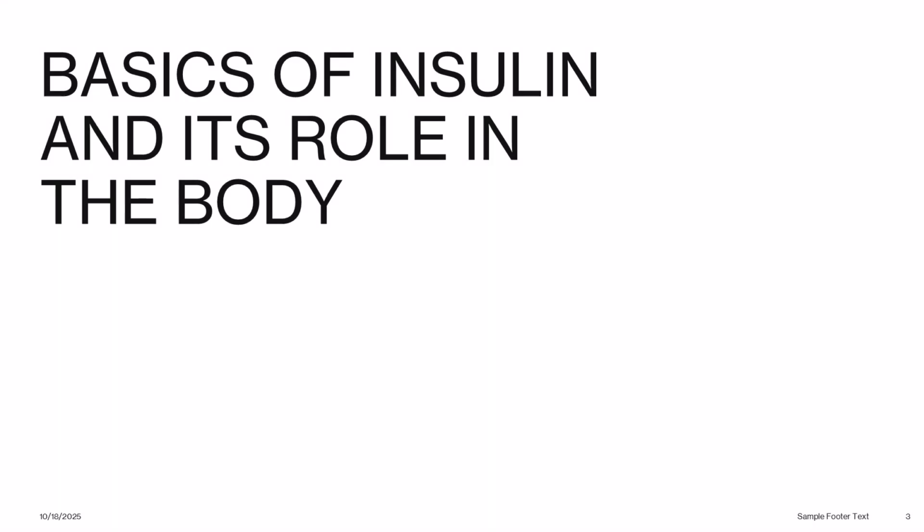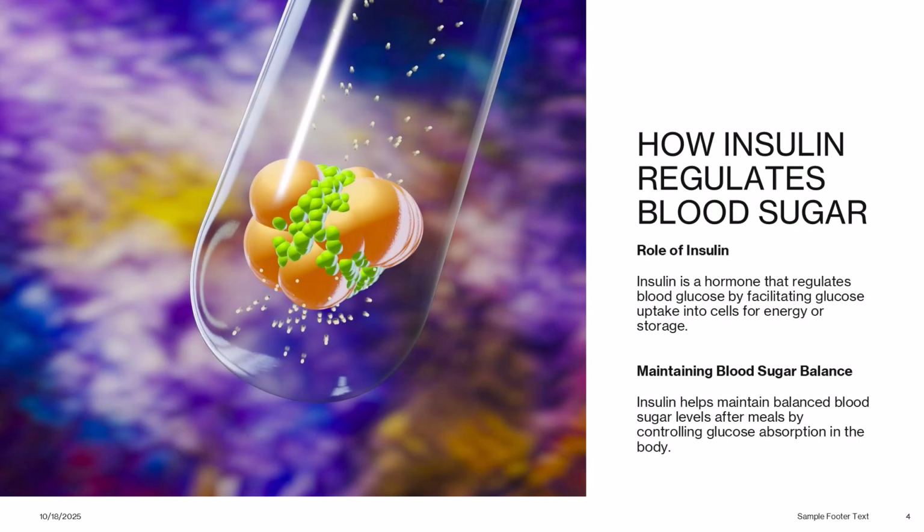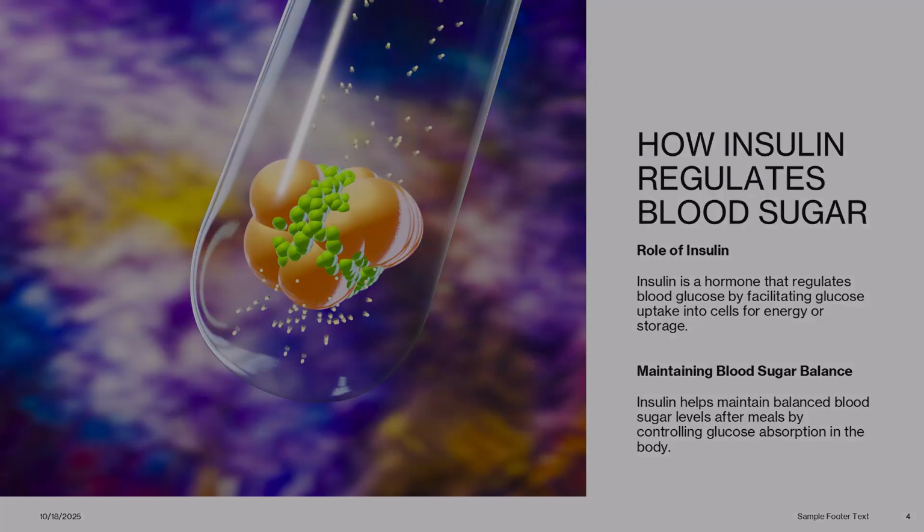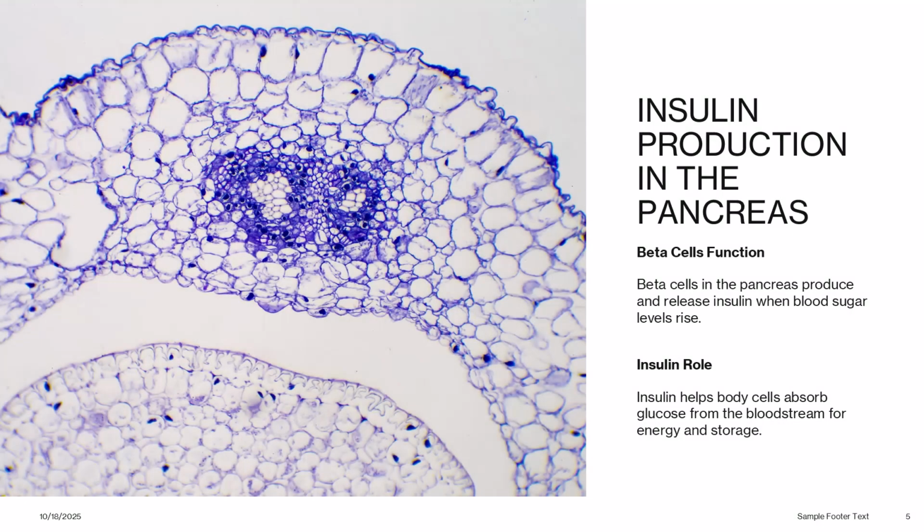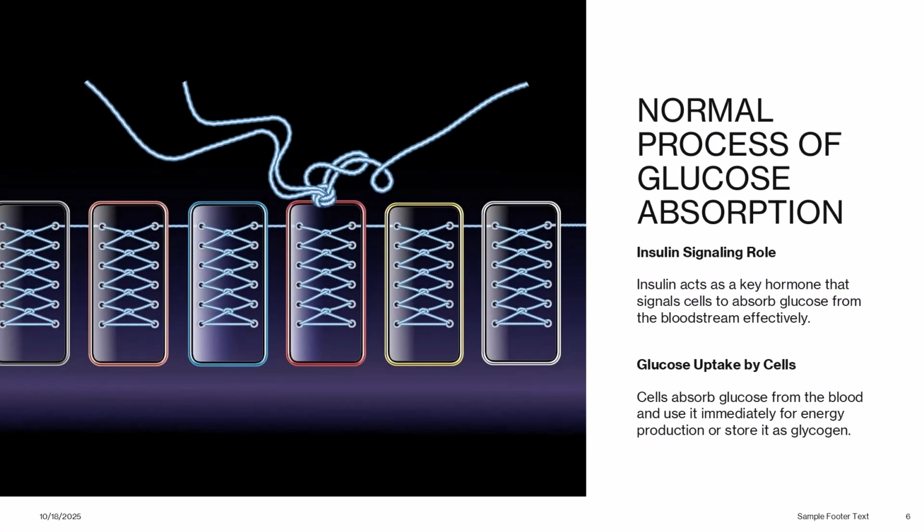Section 1. Basics of insulin and its role in the body. Let's begin with the foundation: insulin itself. Insulin is a hormone produced by beta cells in the pancreas. Its primary role is to regulate blood glucose levels. After we eat, carbohydrates are broken down into glucose, which enters the bloodstream. Insulin acts like a key, unlocking cells so that glucose can enter and be used for energy or stored for later use. This process is essential for maintaining balanced blood sugar levels.